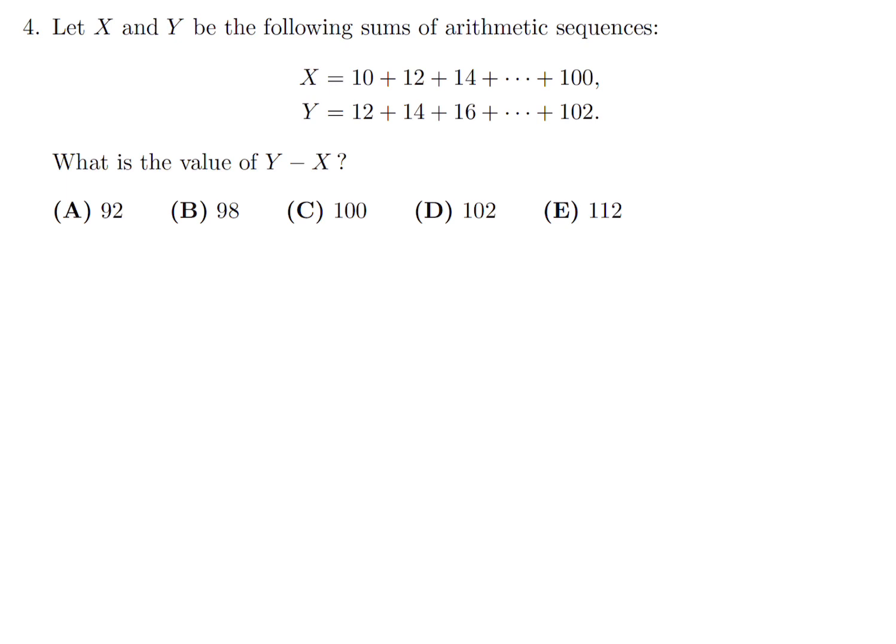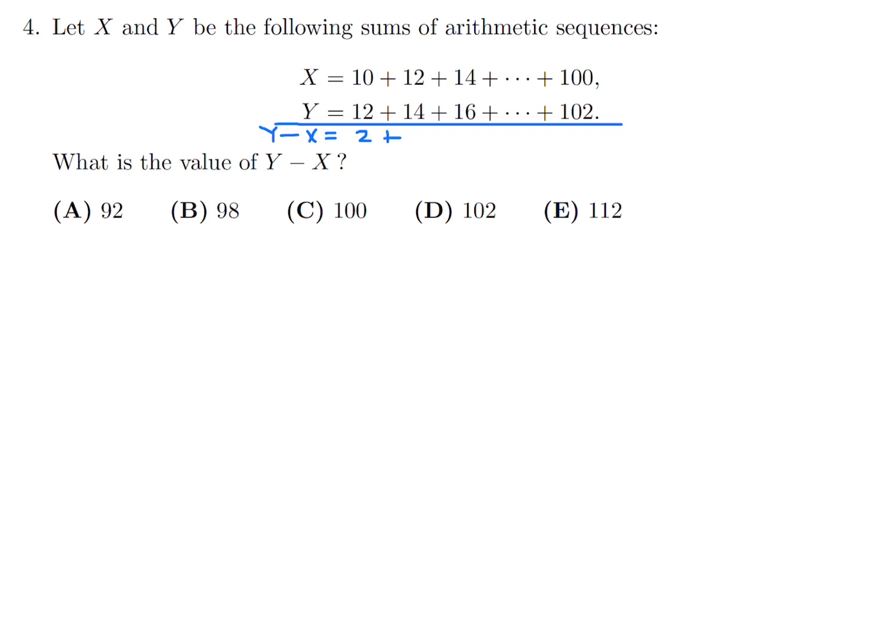Let x and y be the following sums of the arithmetic sequences. X is equal to 10 plus 12 plus 14 all the way to 100. And y is equal to 12 plus 14 plus 16 all the way to 102. What is the value of y minus x? Well, we can just do it there. Y minus x, so they've lined it up for us really nicely. It's going to be 12 minus 10, which is 2, right? If you do y minus x.